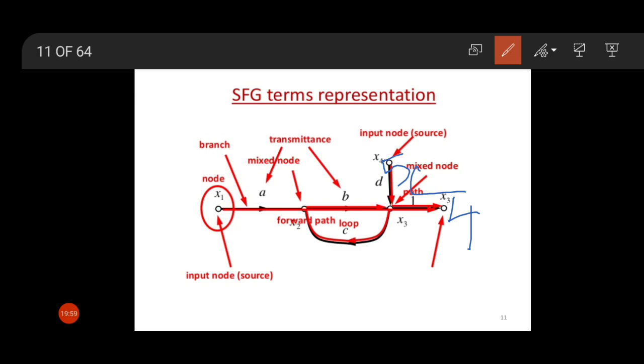What is an input node, what is an output node, what is a mixed node, what is transmittance. Okay, so today I will stop here. The rest of the signal flow graph I will discuss in the next lecture. Thank you.